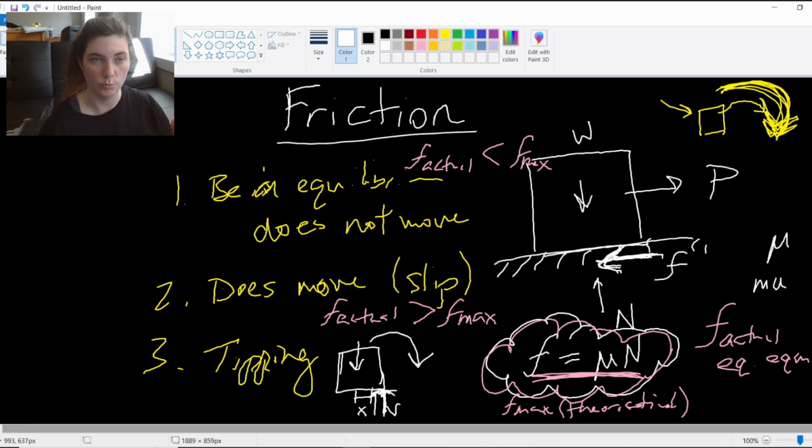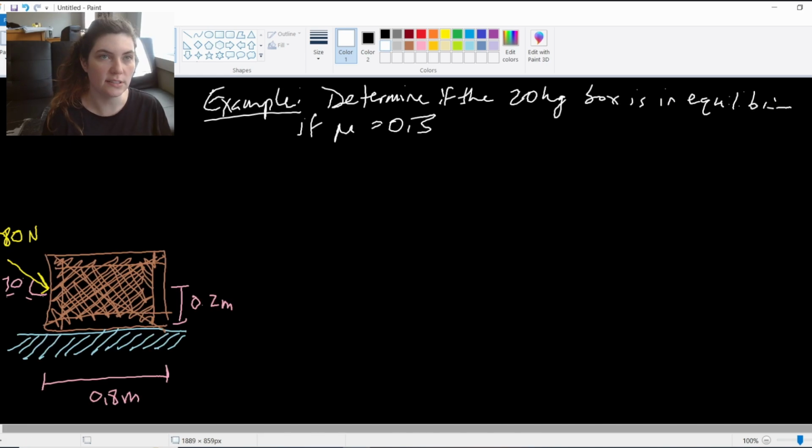The center of gravity moving, so that the normal force is now pushing at the very corner, causes that tipping sensation. So let's work through a couple of problems to see how this works. In this example, I'm given a box. It says if the 20 kilogram box is in equilibrium, given this static coefficient of friction, determine if it is in equilibrium, right? So we want to know, is it slipping or not?